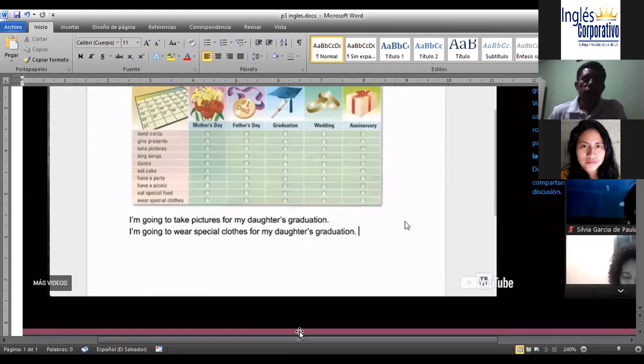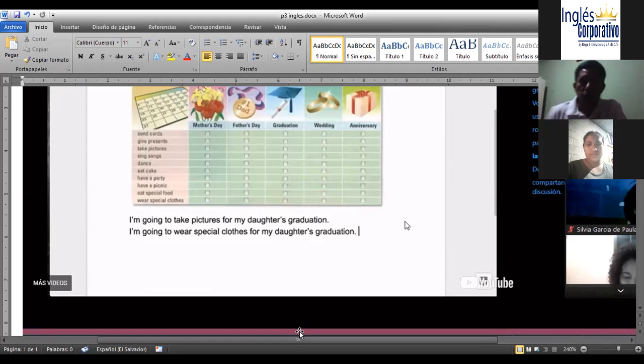Ahora utilicemos quizás algo así como nuestra familia. Our family going to make a meal, a special meal in the Mother's Day. Okay. Nuestra familia hace una reunión especial para el Día de la Madre.